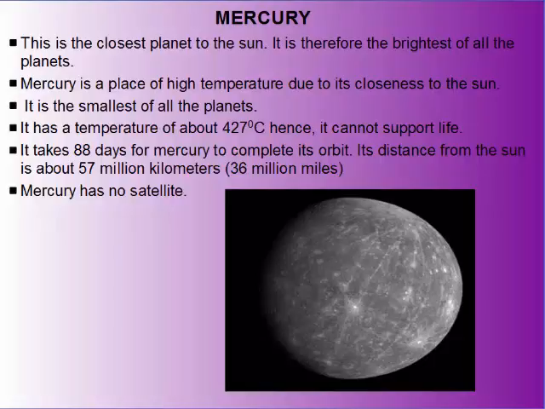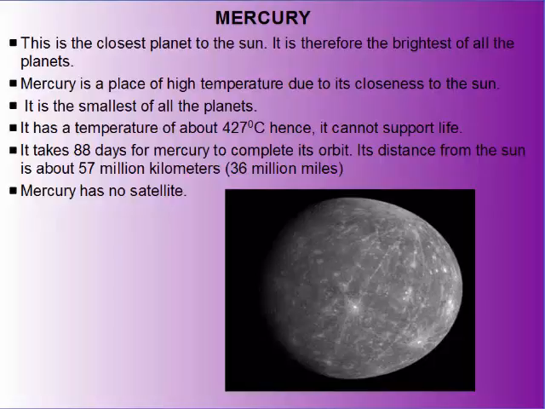Looking at this heat, or this temperature, no life can live on Mercury. It is very hot, and it takes 88 days for Mercury to complete its orbit. Its distance from the sun is about 57 million kilometers.